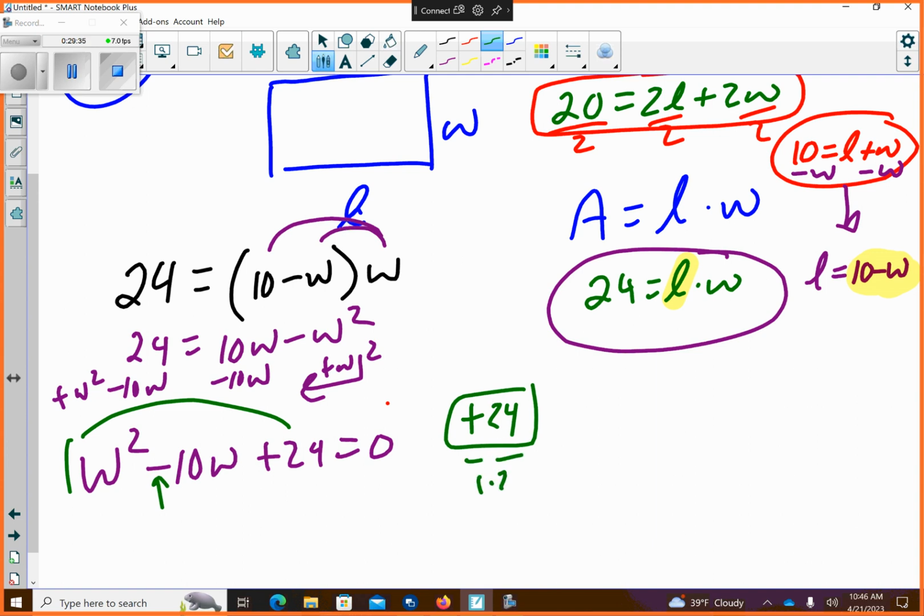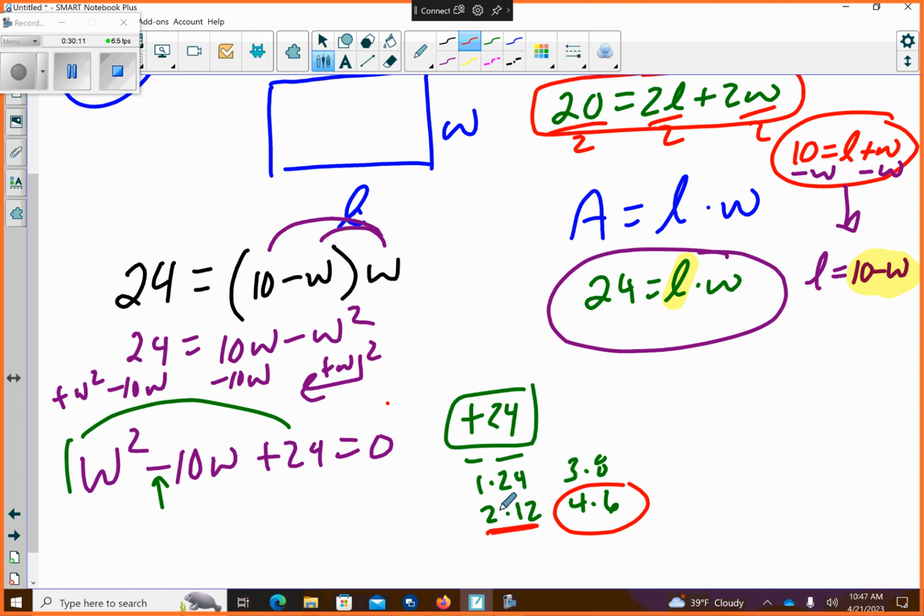I know that 1 times 24 is 24. I know that 2 times 12 is 24. I know that 3 times 8 is 24. And I know that 4 times 6 is 24. Which set of those factors would add up to negative 10 if they are both negative? 8 and 3? No. That makes negative 11. 2 and 12 would if one was positive and one's negative. But this won't work because they both have to be negative.